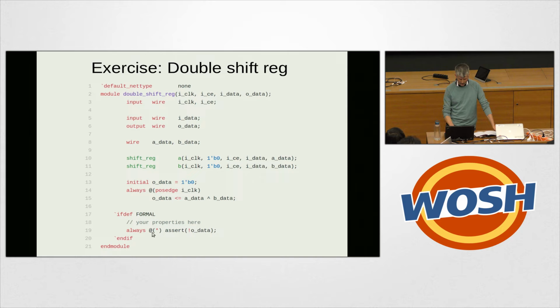And then down here, we have a property. Always assert that O data is 0, i.e. that A data is always the same as B data. Will this pass bounded model check? We've got a not at first.